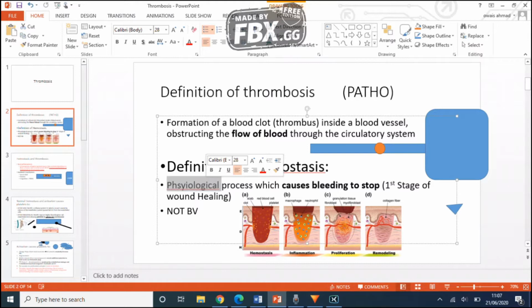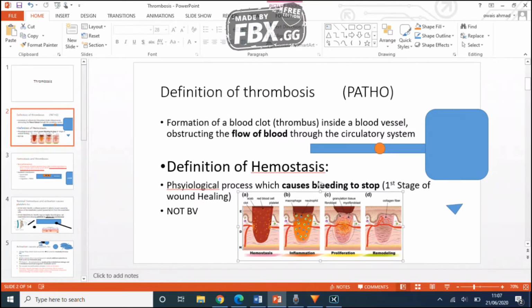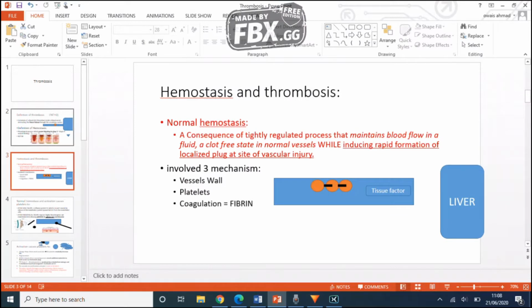So I'm wondering, what are the stages of healing? First of all, hemostasis, then inflammation, then proliferation. This can involve myofibroblasts and the formation of granulation tissue, and then remodeling. So regeneration or repair. In this scenario, it's going to be repair.